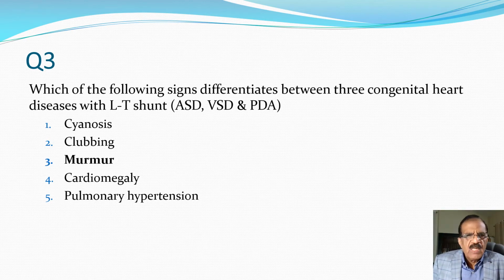Murmur. Because none have cyanosis or clubbing, there may be cardiomegaly in all, and there is pulmonary hypertension in all. And murmur is unique. The murmurs of ASD, VSD, and PDA are different, as I explained in my previous lectures. So murmur will tell you which of the three this patient might have. So the correct answer is murmur.